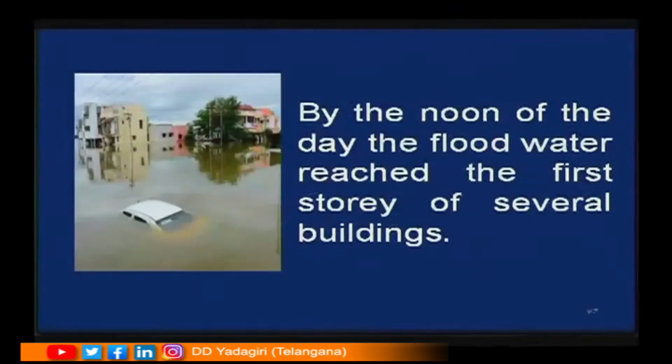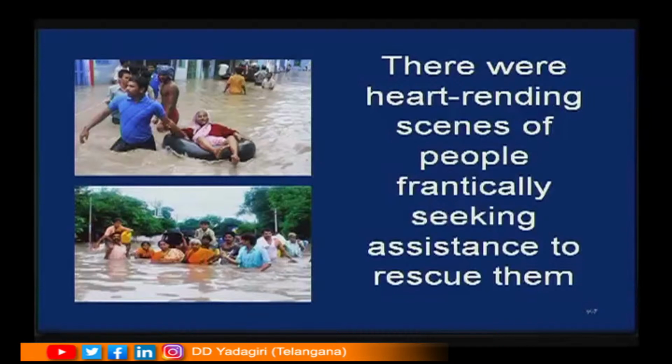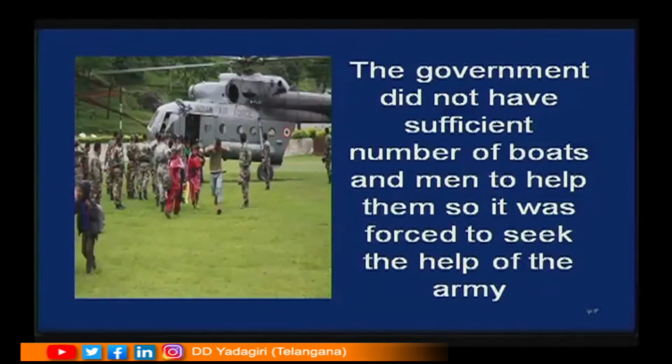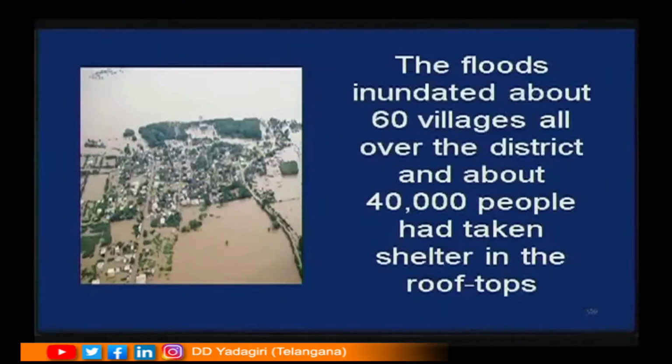By noon of the day, the flood water reached the first story of several buildings. There were heart-rending scenes of people frantically seeking assistance to rescue them. The government did not have a sufficient number of boats and men to help them, so it was forced to seek the help of the army. The floods inundated about 60 villages all over the district, and about 40,000 people had taken shelter on rooftops.